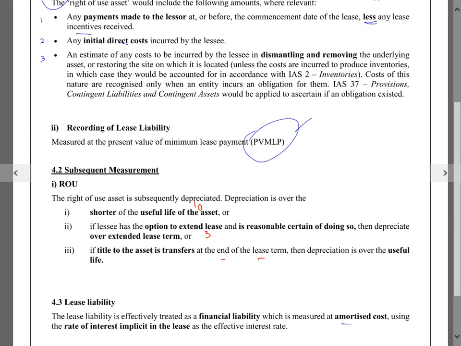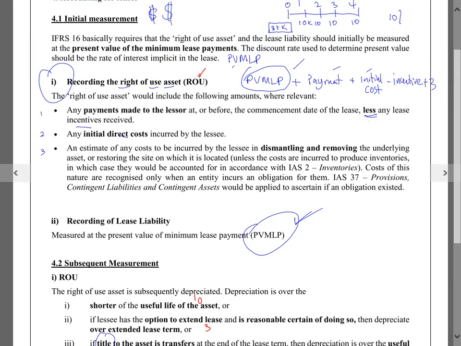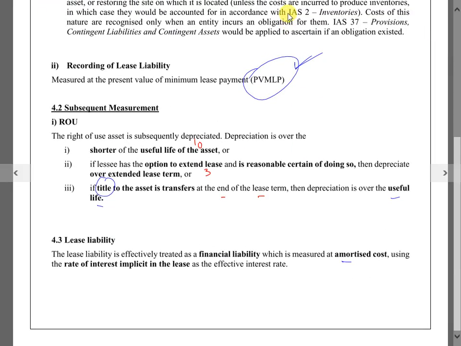Okay. If the asset, the title, the ownership is transferred at the end, then we use the original useful life. Then what are you going to do with this liability? Asset, we're going to depreciate. Liability, we're going to amortize. Amortize either in advance or in arrears.